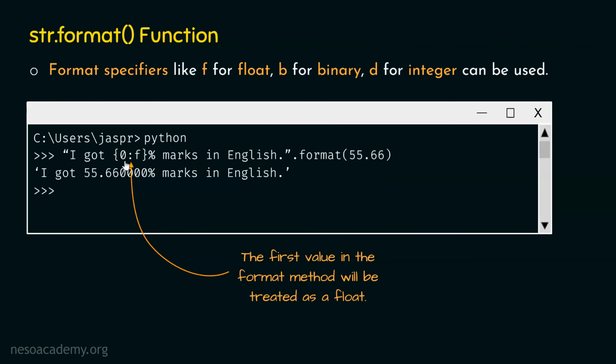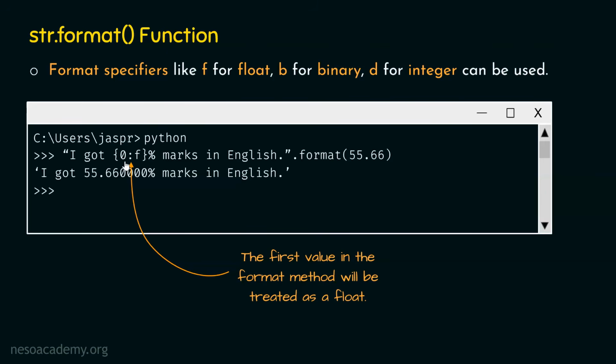Although we can eliminate this also, and in place we can also write :f. That is also fine. We need to follow this syntax if we want to include a format specifier. So in place of 0:f, we can also write :f. We can eliminate 0, but it is a good practice to specify the index also.